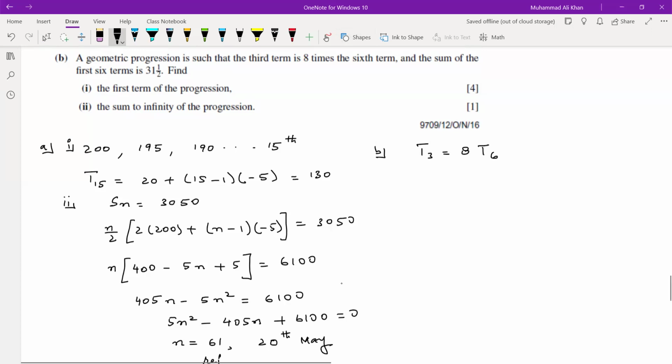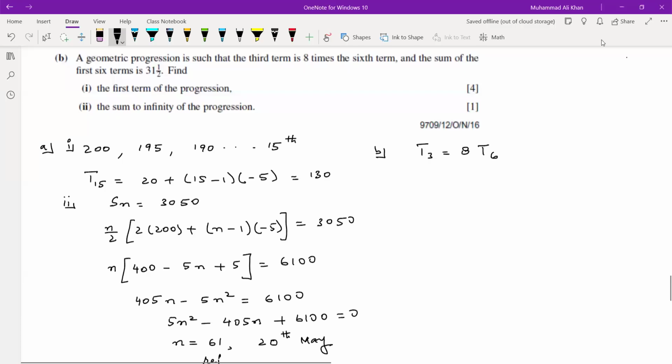Third term is... okay. क्या कहा गया जनाब? कंडीशन क्या दी गई? Third term is 8 times the sixth term. So T3 equals 8 times T6, and the sum of the first 6 terms, S6, आपको दे दिया गया 31.5. Find the first term of the progression.